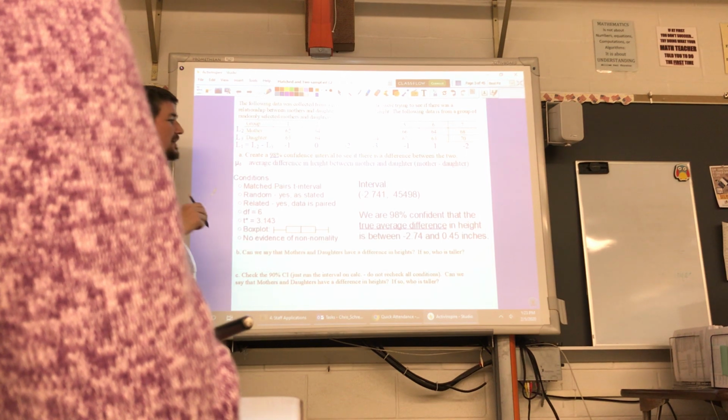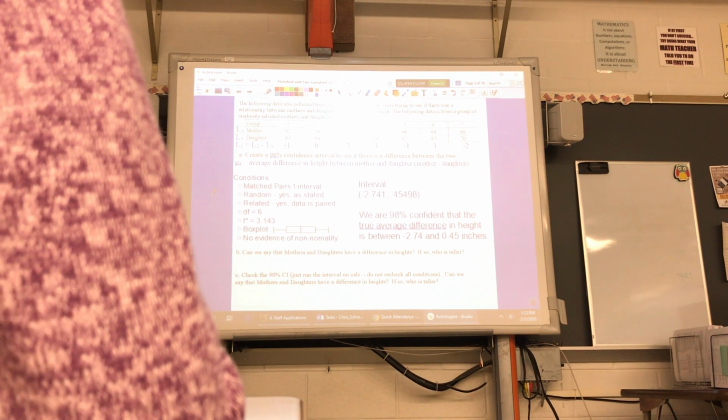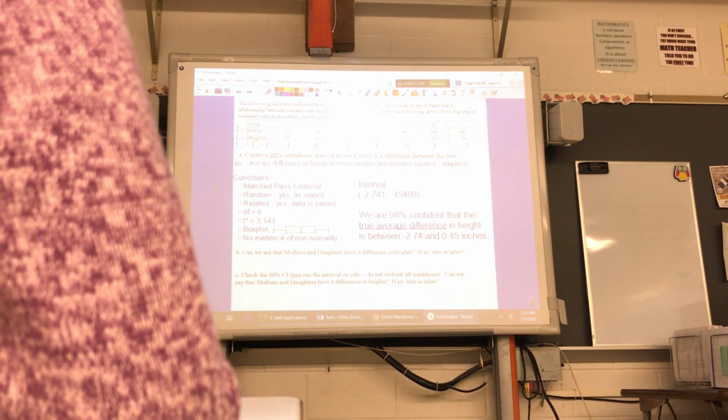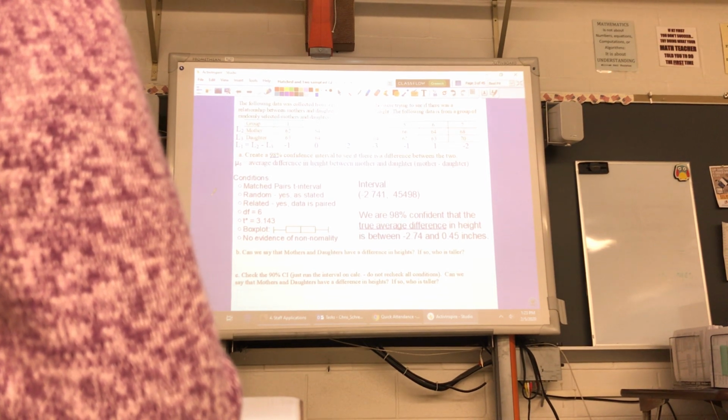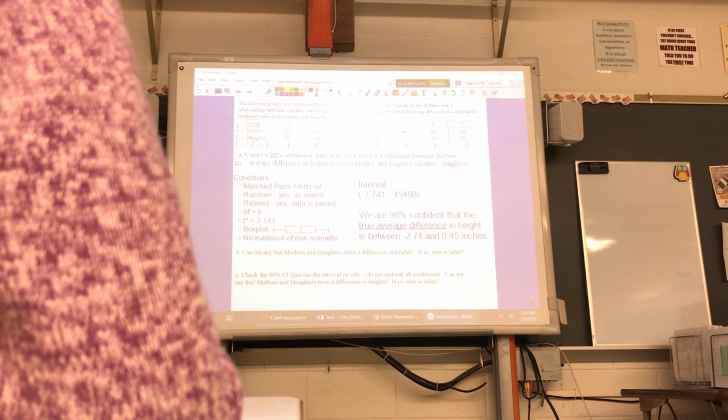Right, and of course our sentence here. Our main thing is the heights. We've already talked about mother and daughter in the definition of parameters, so I can shortcut my sentence a little bit by just making sure I talk about heights.